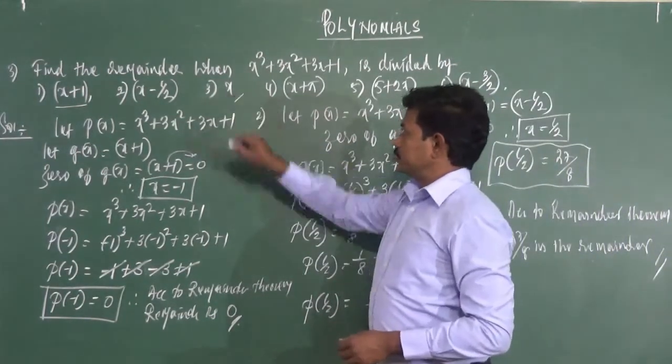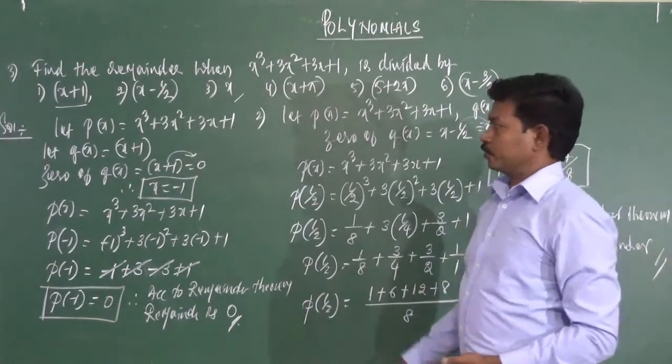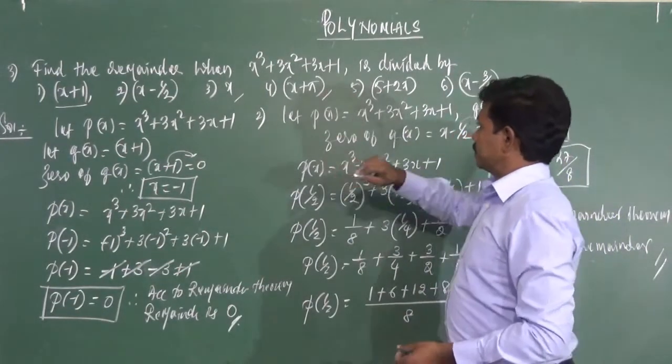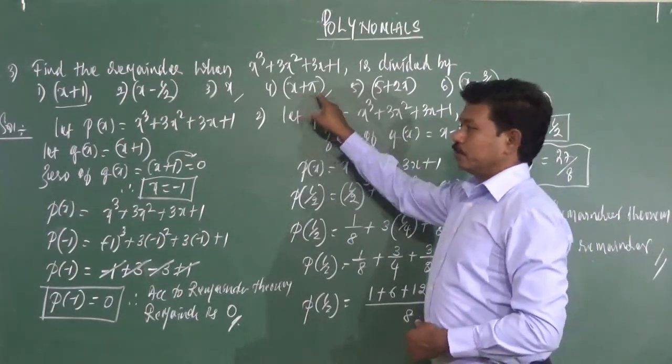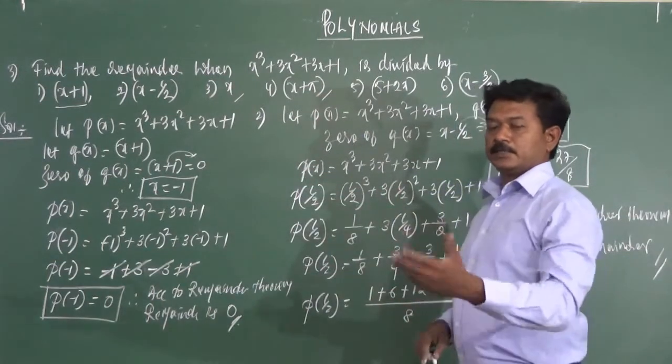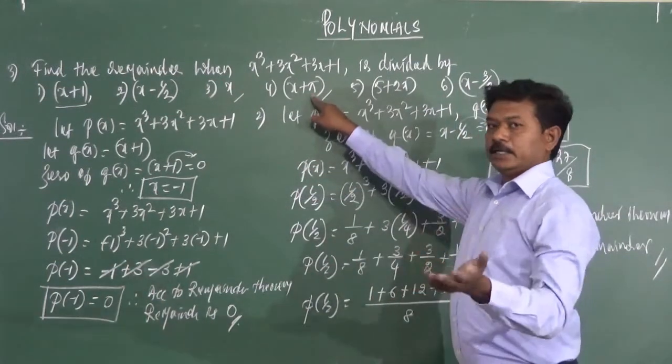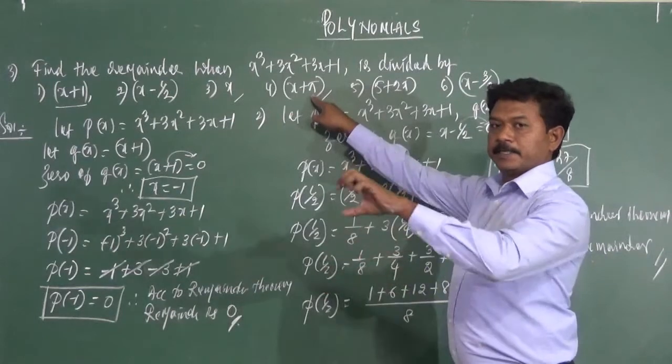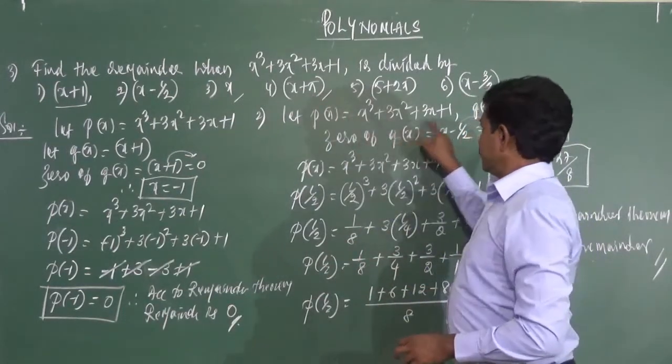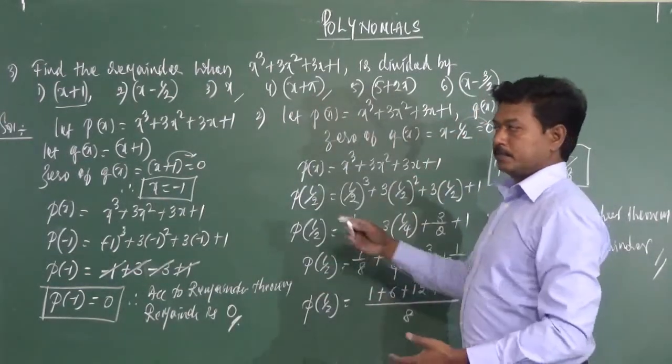Take this and do this problem by taking g of x is equal to x plus pi. Substitute x is equal to minus pi: x plus pi is equal to 0, so x is equal to minus pi. So substitute that minus pi wherever you find x, and go on simplifying that.